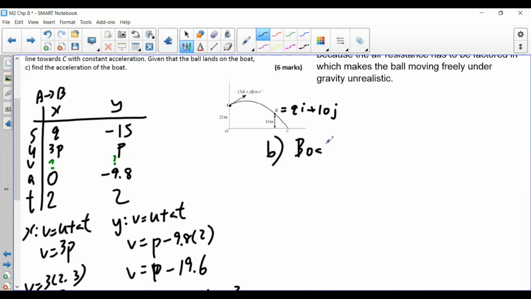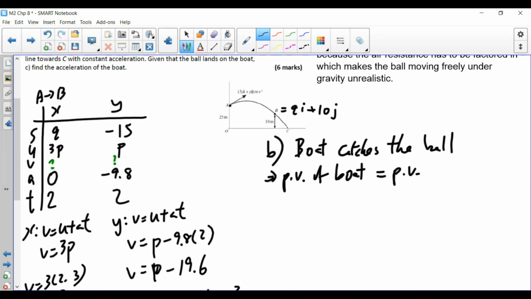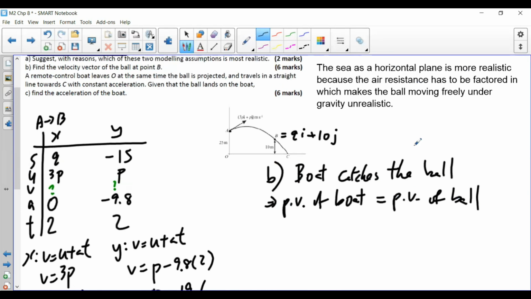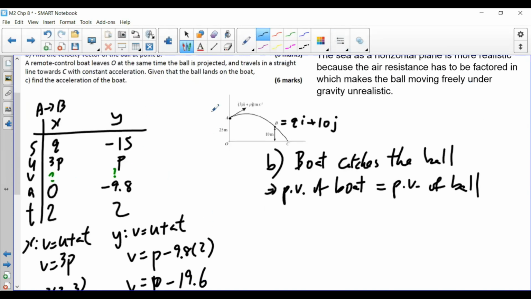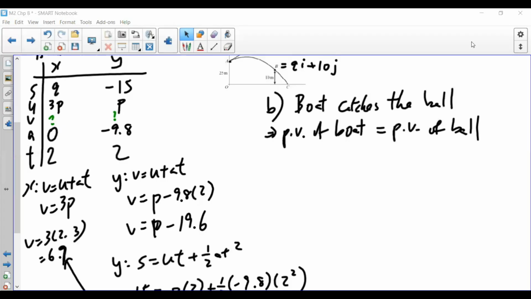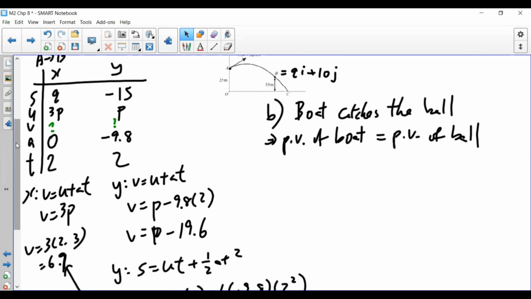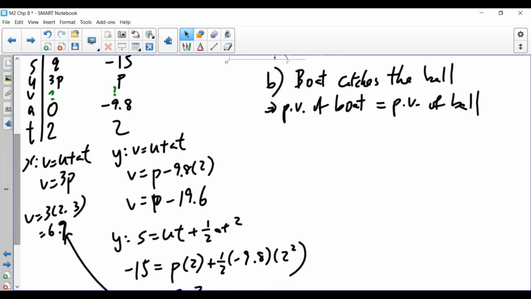So what we want to do is the part B. When the bolt catches the ball, it means the PV of bolt equals PV of ball. But do we know the PV of the bolt? We don't. And can we use the previous SUVAT table in here? We can't, because if they both meet at C, that means I need to make a SUVAT table from A to C. So let's set up a SUVAT table from A to C.